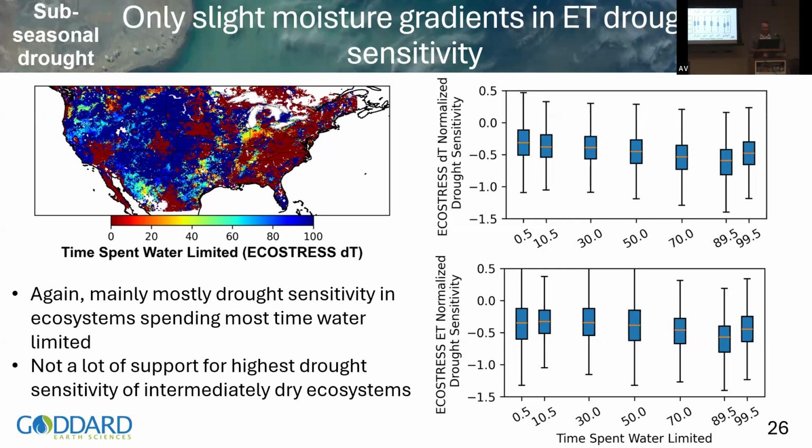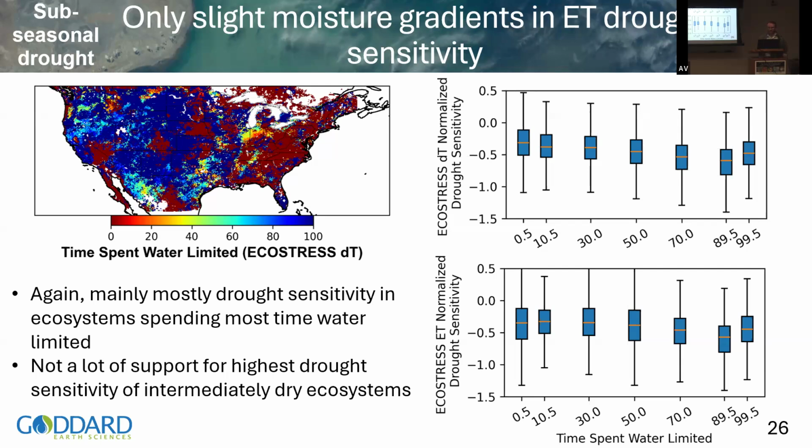It didn't illuminate anything. That again, mostly, there is some like more time spent in the water limited locations there. We do see a little bit more drought sensitivity there, so more negative values on the right, but not that much. Again, so this metric didn't really help us.